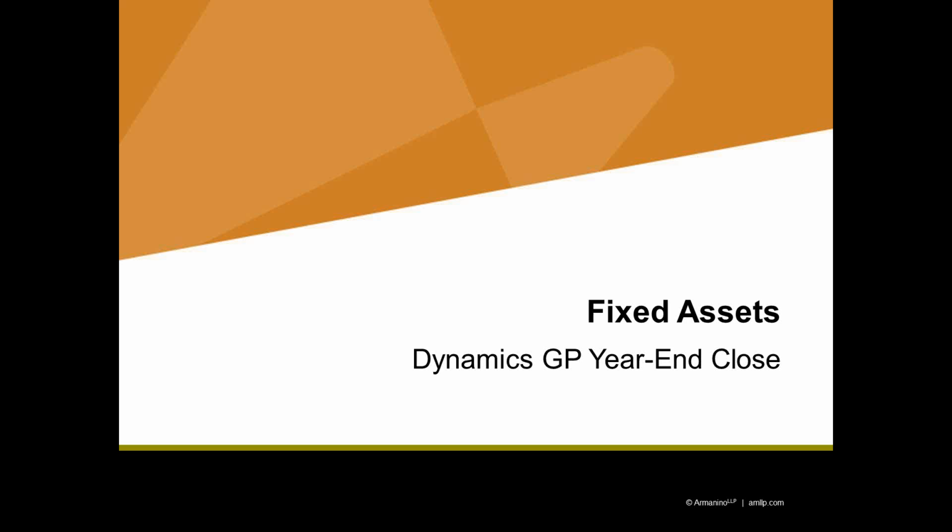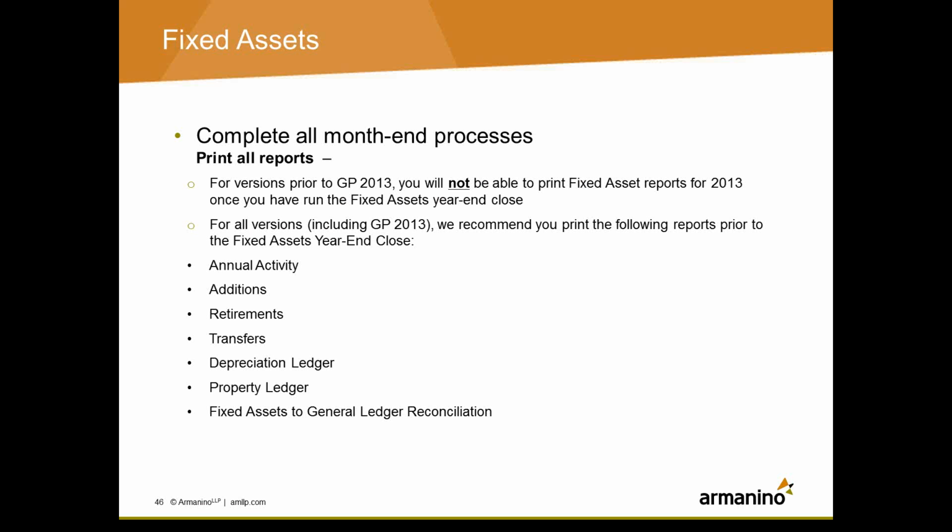And that's because the closing process in the fixed assets module is going to clear out the year-to-date depreciation field. It does a few other things, which I'll be talking about momentarily, but that's one of the key things that it does. And in versions prior to GP 2013, it did not store that information for you to be able to go back and run the reports historically. Luckily, they changed that with GP 2013, so you can print them again in the future, but it's good practice that when you're doing your year-end, go ahead and run these reports.